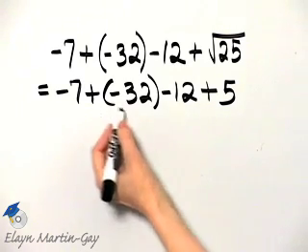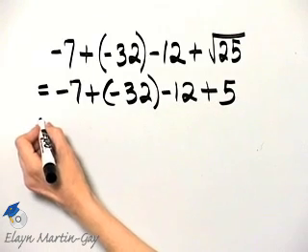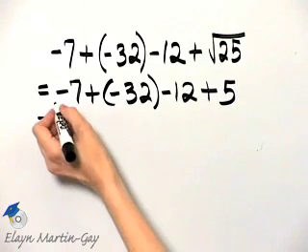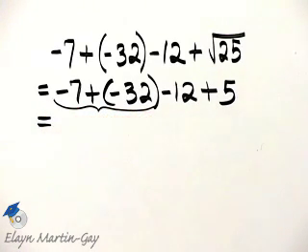Now we have additions and subtractions. So what does order of operations say? It says to add or subtract in order from left to right. And that's what we'll do. Let's work on negative 7 plus negative 32.